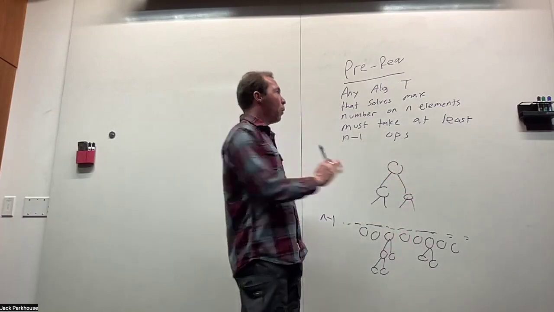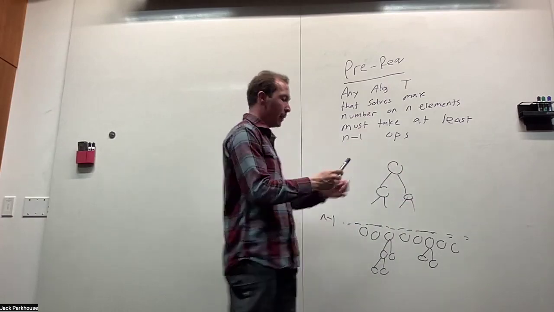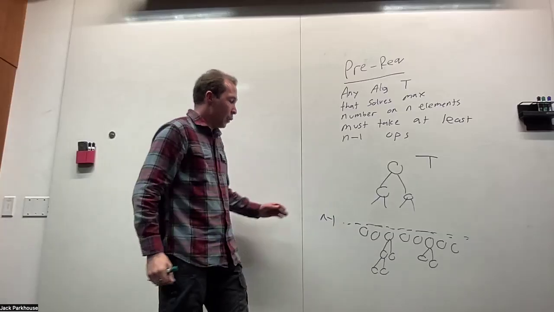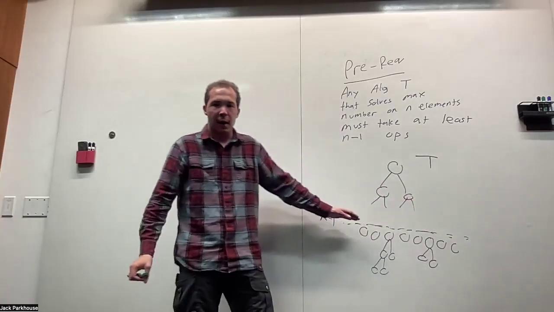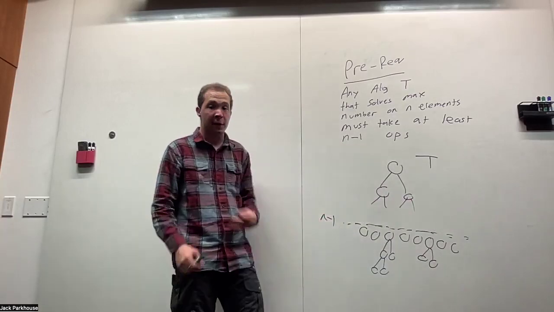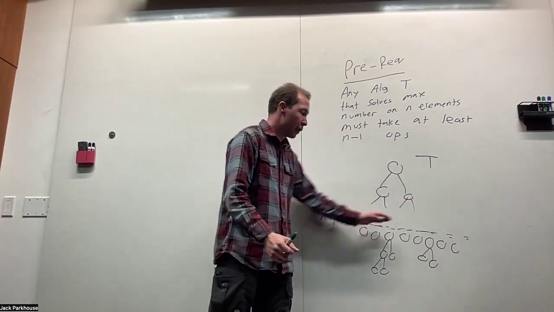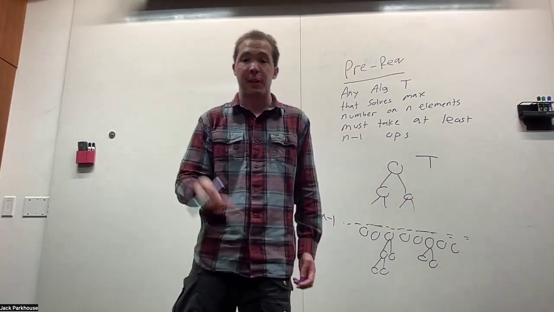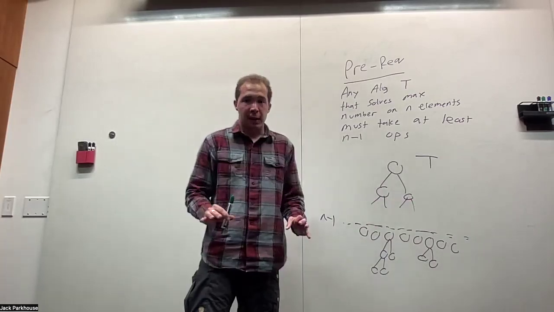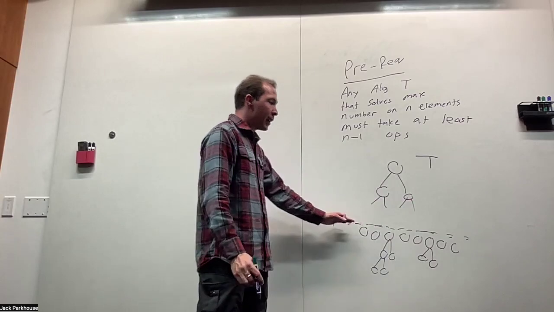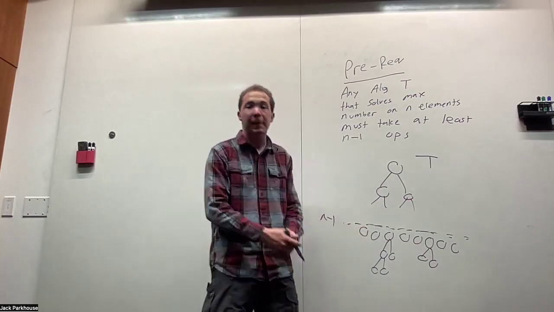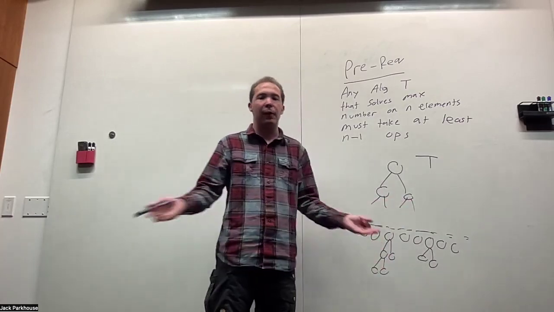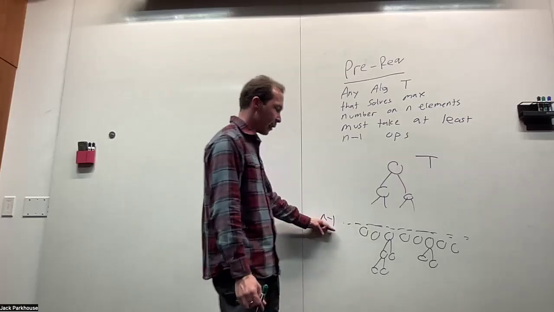So for this specific algorithm, let's say we have an algorithm called T that solves the max number. We have this barrier cutoff of at least n minus one ops, where any leaf has to be below this barrier. A leaf is where the algorithm stops, it found the solution. Another important thing to remember is that just because a leaf has to be below this, it could be much further below. The algorithm could take much longer than n minus one ops in some scenarios.